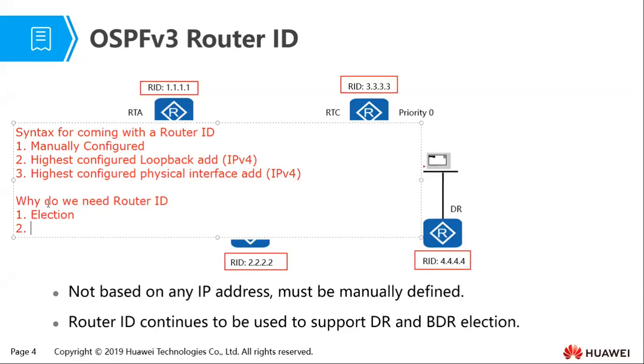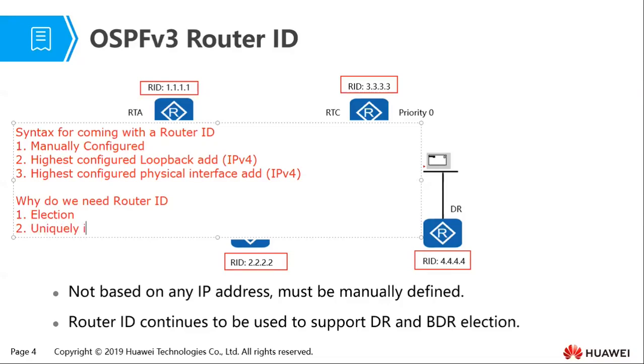So for election, what else is the router ID used for? Someone raised their hand, just go on and talk. Yeah, I think the other reason we need the router ID is to determine that router's responsibility in the network, because routers that have an ID of 000 cannot participate in electing the DR and the BDR. No, not really, Henry. I think it is to uniquely identify a router in an OSPF area.